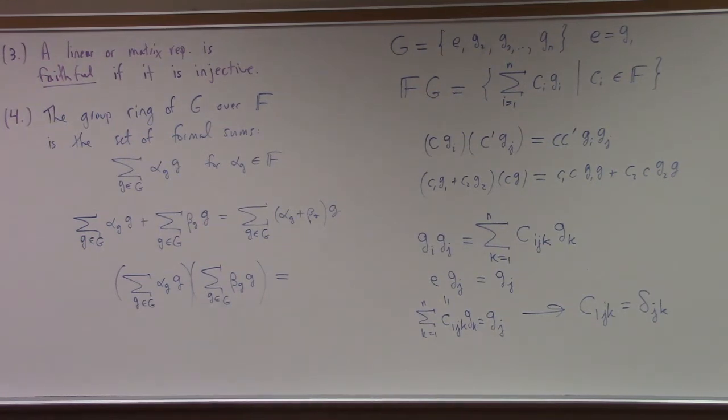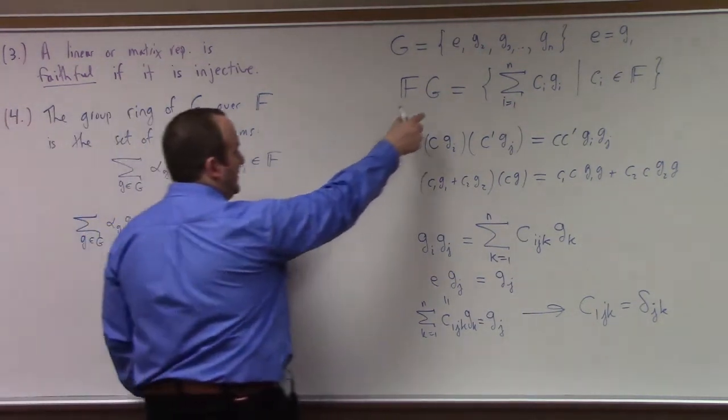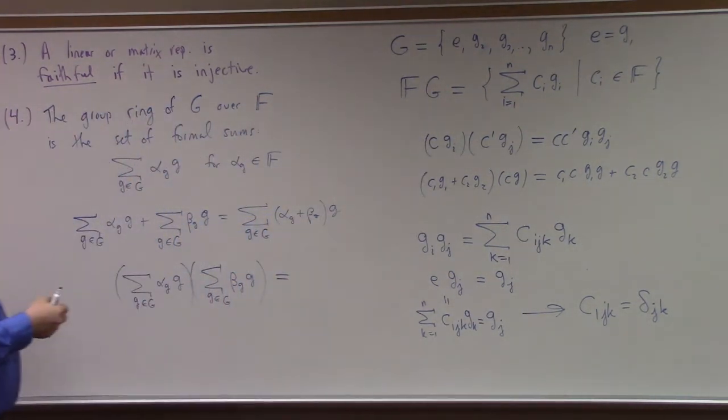But all right. Anyway, to make a long story short here, this group ring is basically a vector space. It's a vector space over the field, and the dimension of the vector space is the order of the group, and every element in the group is basically being treated as linearly independent, and that's what we're looking at here.